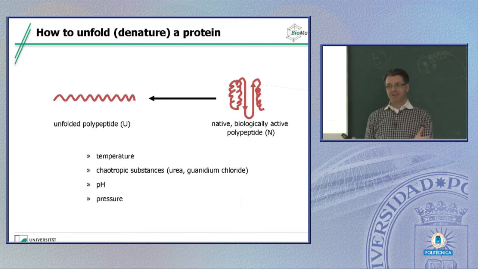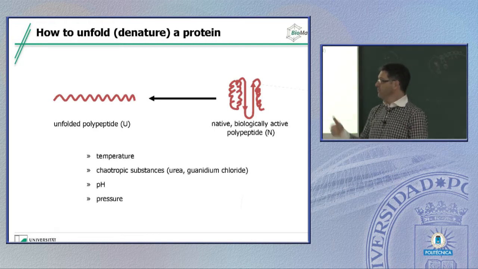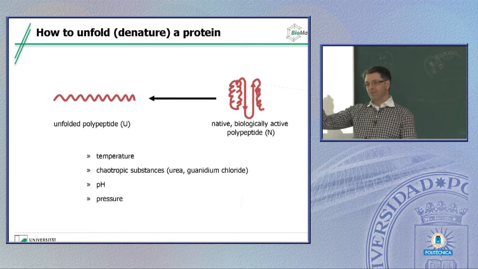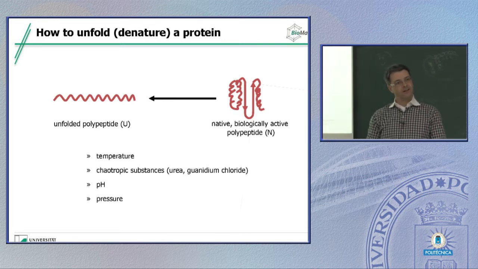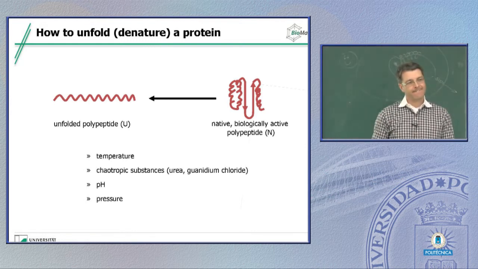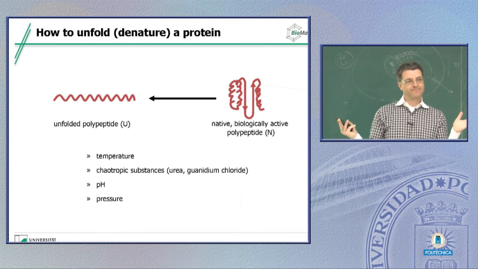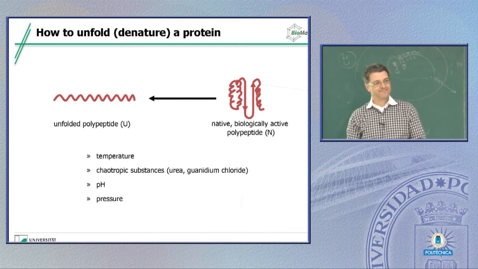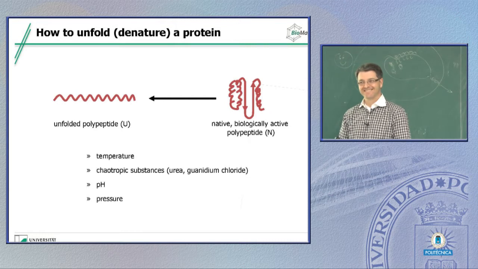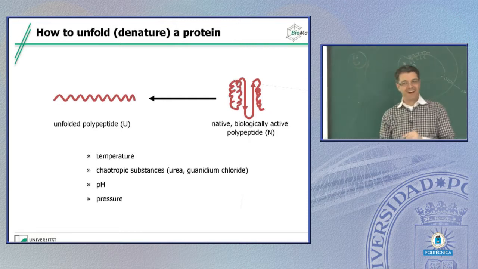It's a 50-50 chance. So if you increase the temperature, you play with the entropy. What happens if you decrease the temperature? Yeah. So what will happen? Will they unfold? You don't think so? Well, it depends on the temperature, of course.